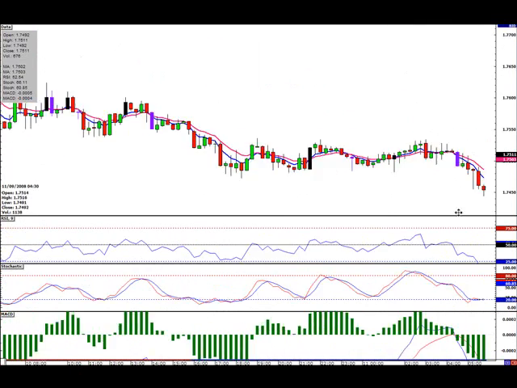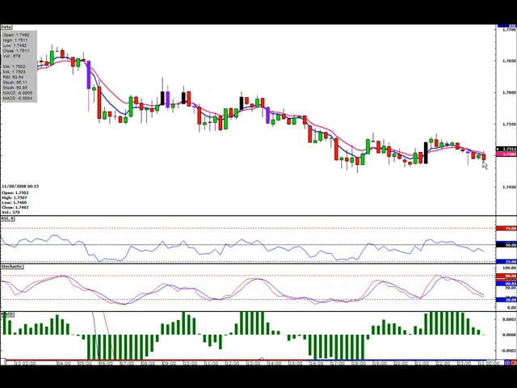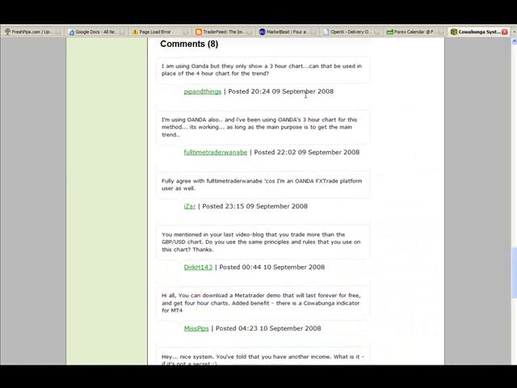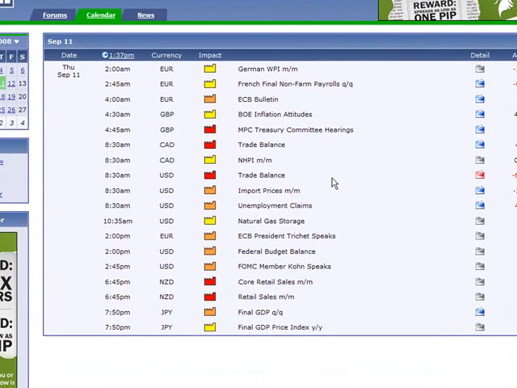So I'm going to open up my 15-minute chart, and I'm going to move back to before midnight. Okay. And first thing we want to do is go ahead and check out our news. This time I'm looking at the Forex Factory calendar. You can see that at 4:45 we had the MPC Treasury Committee hearings, trade balance for the U.S. at 8:30, as well as import prices and unemployment claims. And that was pretty much it.